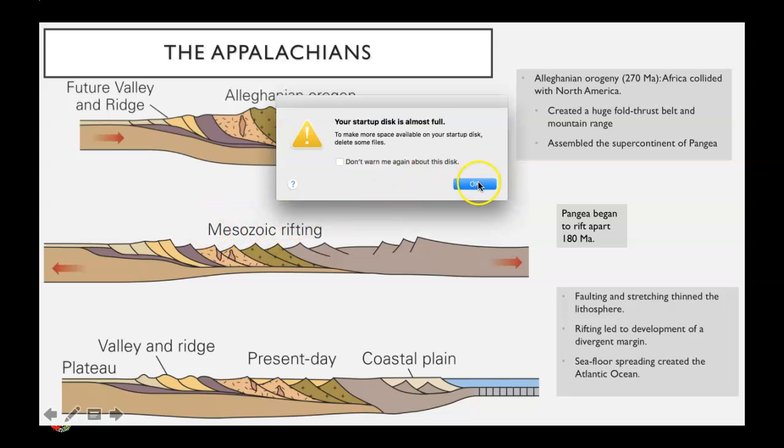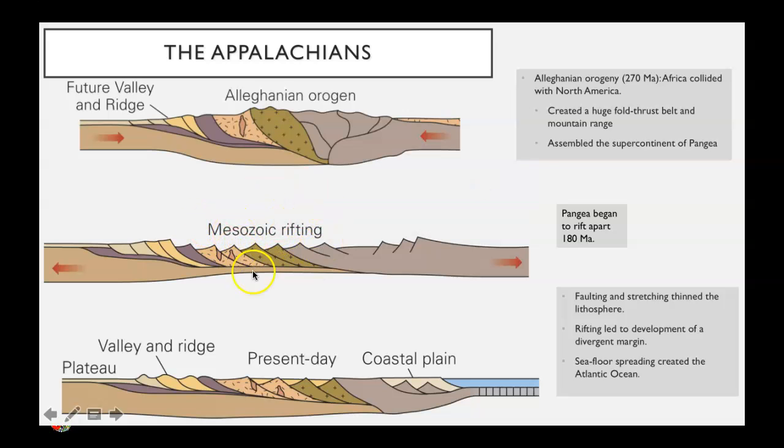Let's go back another couple million years. During the Mesozoic is when the rifting started, about 180 million years ago, forming the Atlantic Ocean. So this is the Atlantic over here. So the formation of the Appalachian Mountains is pretty complicated. A lot of orogenic events came together to give us the mountains that we have today.